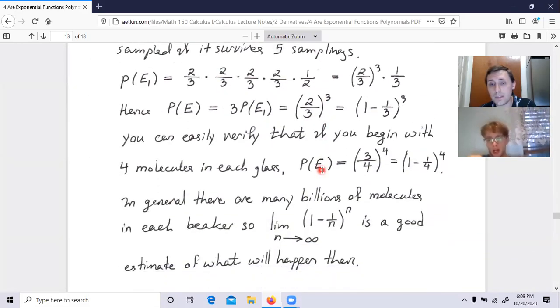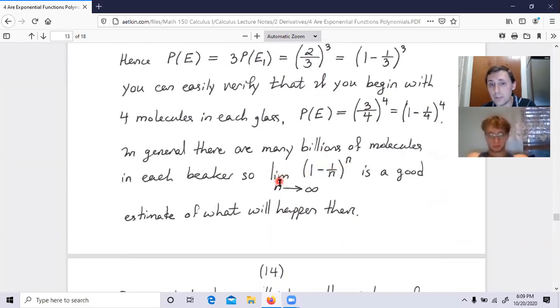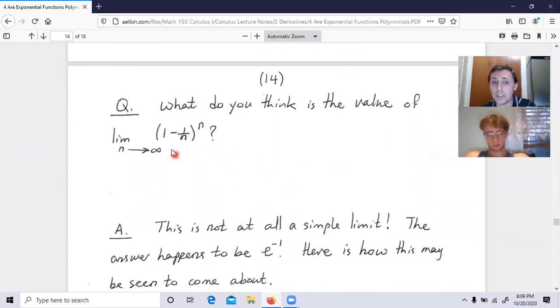Going through the process, we came to this limit. Remember, limit as n goes to infinity of (1 minus 1 over n) to the power of n. And we then stated without any understanding as of yet that this limit has to be e to the minus 1. So take a deep breath. We are going to try to understand this limit.